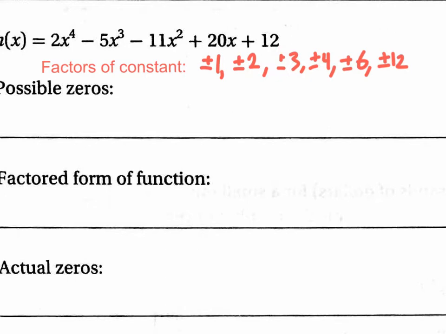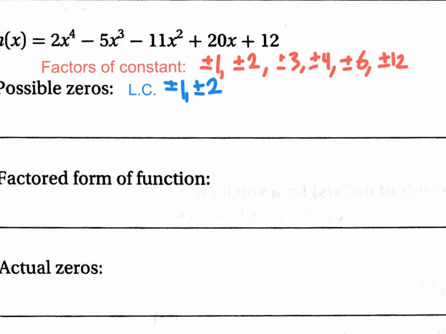Notice 5's not on there, 7's not on there, 8's not on there, because 8 times something doesn't give you 12, or 5 times something doesn't give you 12. So in addition to that, you need the factors of the leading coefficient, and I put an LC for the leading coefficient. And the factors are simply 1 and 2, because the only way you could get 2 is 1 times 2 or 2 times 1, and of course positive and negative.